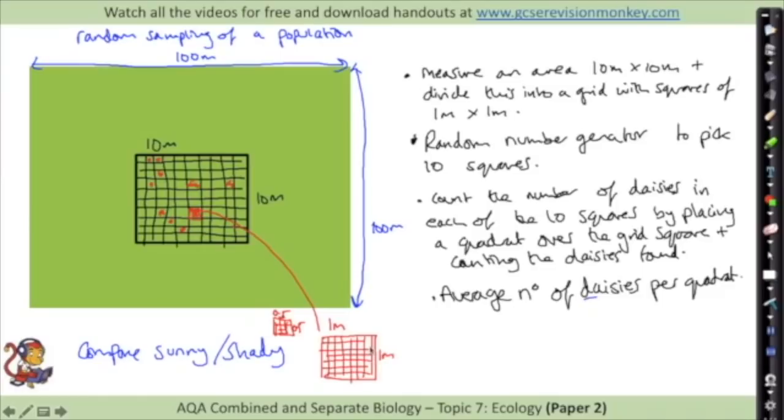And with that information, you can then compare that to a shady field, repeating it in the same way: measuring an area, dividing it up into a grid, using a random number generator to pick, for example, 10 squares, placing a quadrat on those squares and counting the number of daisies within the quadrat.